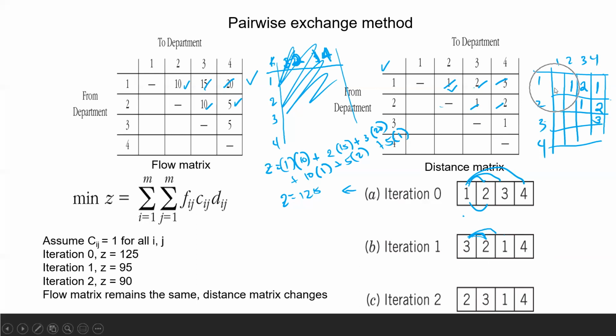So ito, i-multiply natin dito. That results sa, ano po yung z natin? Z is equal to 10 multiplied by 1. Kaya ganito yung ginawa kong sequence. Ni-retain ko 1, 2, 3, 4 para hindi masyadong nakakalito dito. Okay?